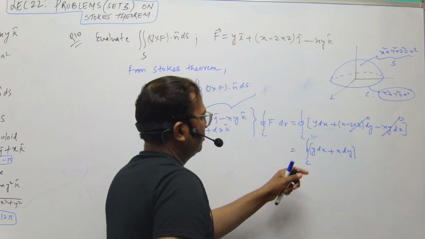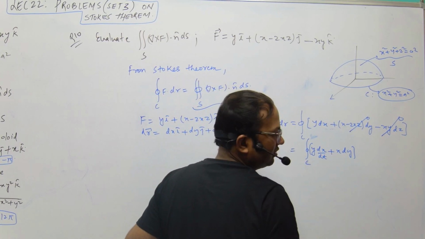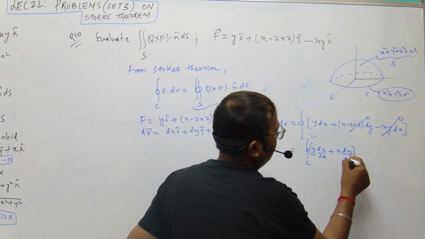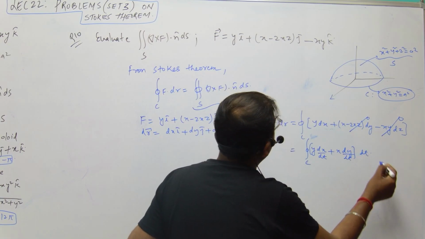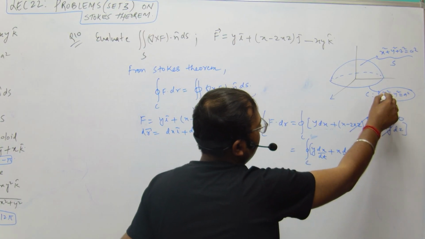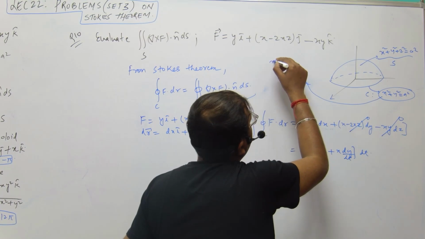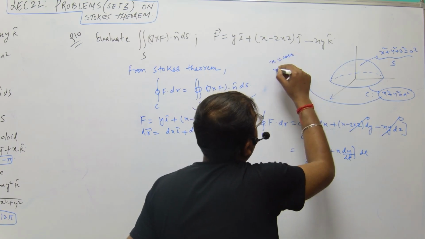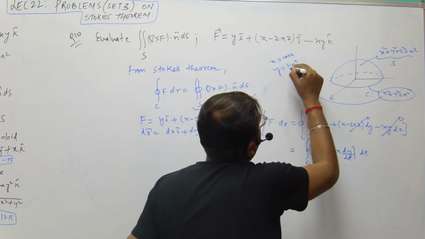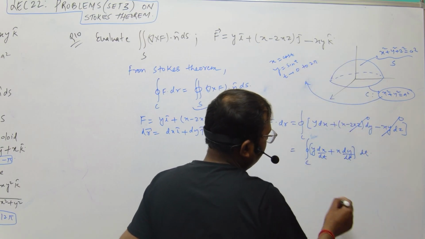Now let us divide this by dt and multiply by dt, because we have to represent this in parametric form. In terms of parametric form, we have the parametric equations x is equal to cos t, y is equal to sin t, and t varies from 0 to 2 pi. Let us place the limit here.